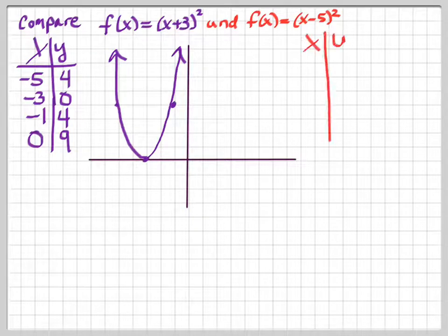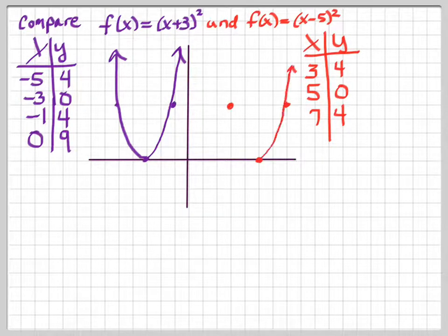I'll go ahead and do the same thing for the other one, and then we'll go back and compare the two. So for the red graph, if I plug 3 in, out comes 4. If I plug 5 in, out comes 0. And if I plug 7 in, out comes 4. And so, again, since my y values are repeating, I can go ahead and graph that.